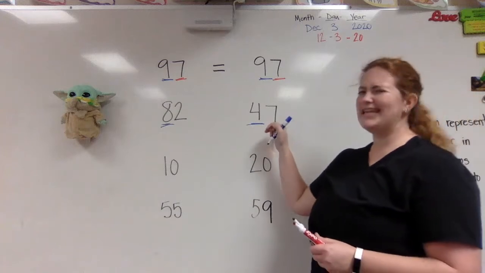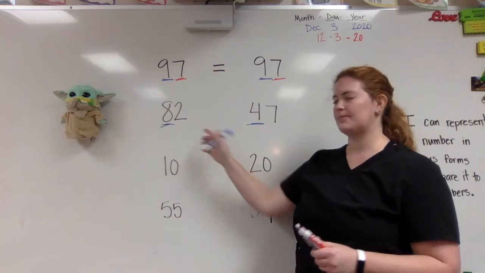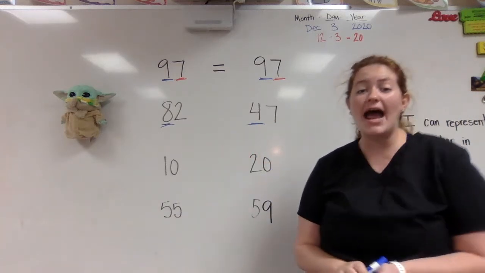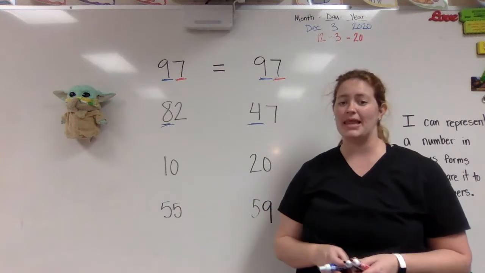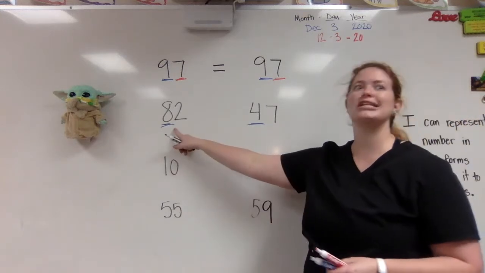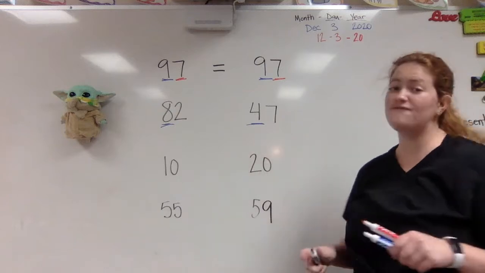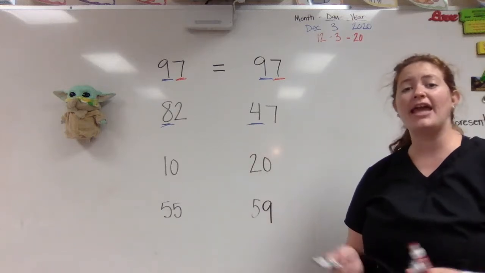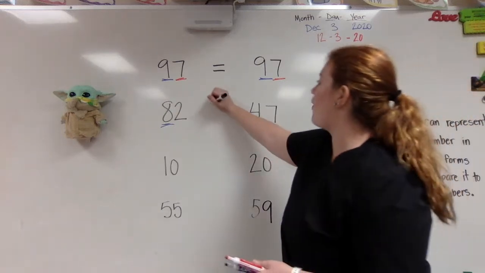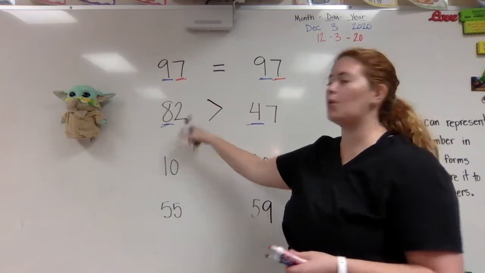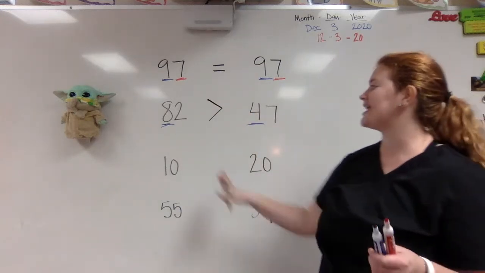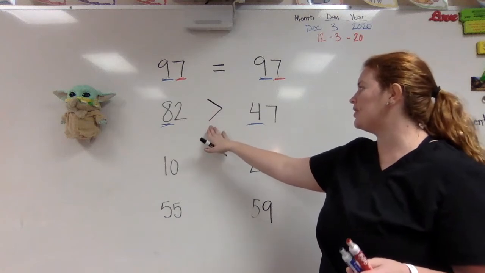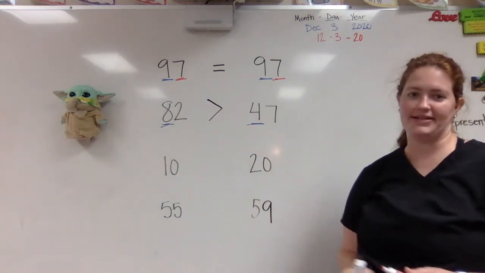Ooh, you know, even though this number has more ones than this number, it doesn't matter because I'm looking at the tens place. I can see 8 tens is definitely more than 4 tens. So I need to put my greater than sign, that's with the wide mouth opening towards the bigger number. I could say 82 is greater than 47.